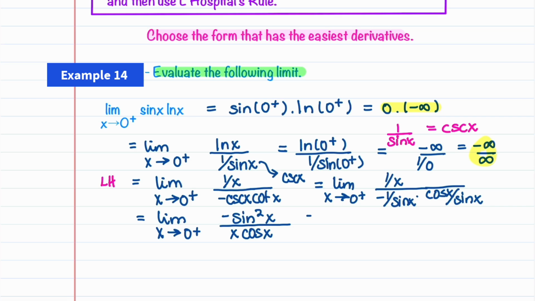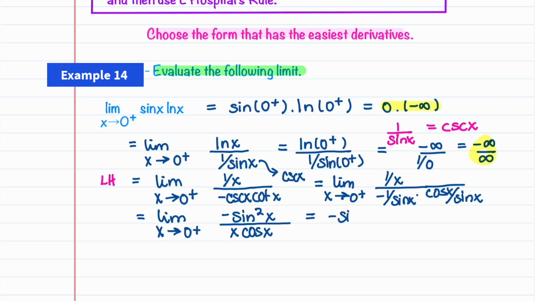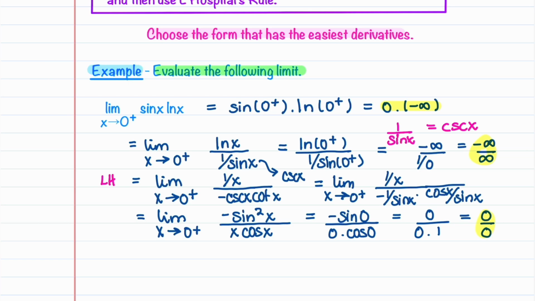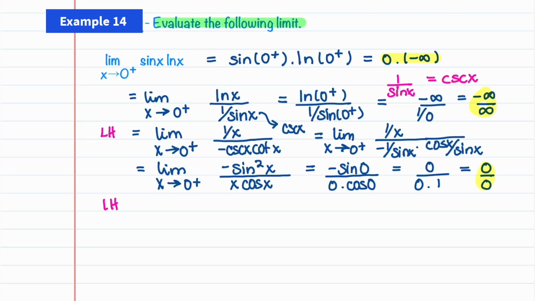Let's now substitute in that x is approaching 0. Because we don't have the natural log anymore, I am just going to write down 0 instead of 0 from the right. So this is minus sine 0, all divided by 0 times cosine 0. Sine of 0 is 0, and then we have 0 times cosine of 0, which is 1. So we get 0 divided by 0, and that is the other indeterminate form that tells us that we can use L'Hopital's rule. So we are going to use L'Hopital's rule again. And let's see what we get.